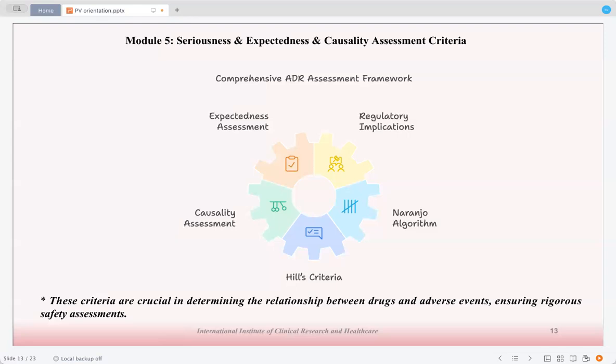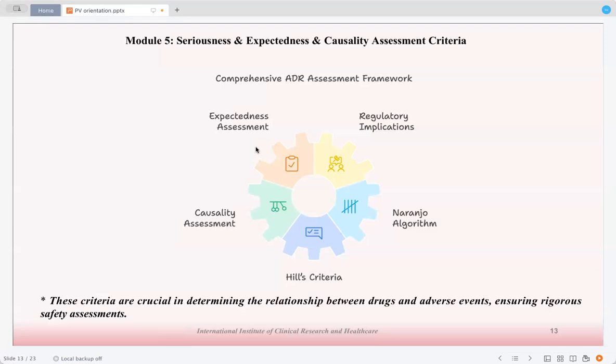These all are the comprehensive adverse drug reaction assessment framework. So expectedness assessment evaluates whether the adverse drug reaction is previously known and labeled in the package insert or the product monograph. If an adverse drug reaction is unexpected, it may trigger additional regulatory actions or require updates to the product safety information and labeling. So that is expectedness assessment.